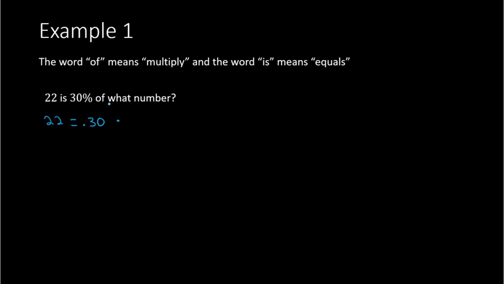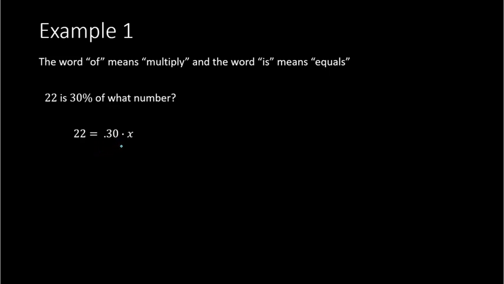And then when it says "what number," this is unknown. And we can use a variable to represent that unknown number. You can use any letter you want. Here in this lesson, we'll use the letter X. So we translated this statement into an equation: 22 equals 0.30 times X. And we see that typed up right here.